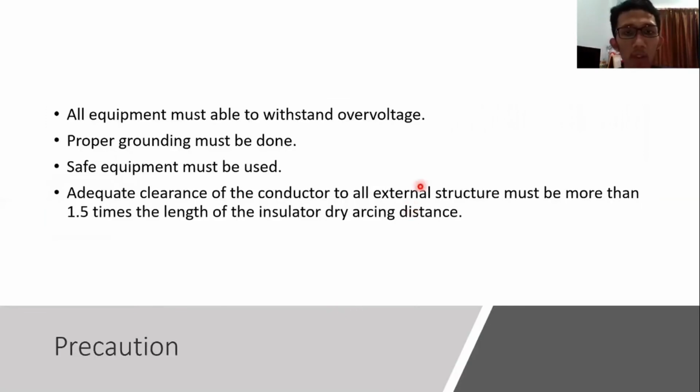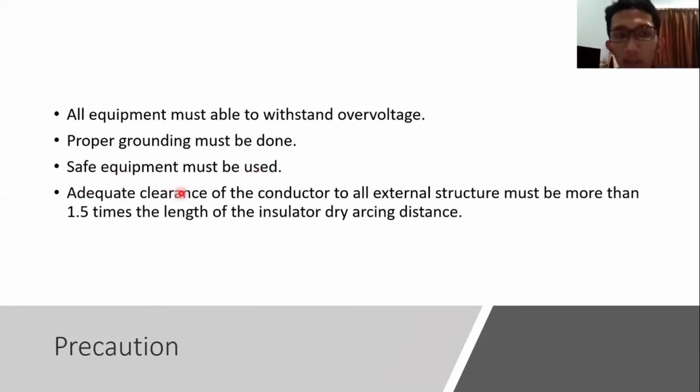The precautions that we must take during the test are, first, all equipment must be able to withstand the overvoltage risk, to avoid any overheating of the equipment that can cause a fire hazard. The next one is that proper guarding must be done to avoid any danger to the tester, who is a human, so that no electric shock occurs. Safety equipment must also be used to further minimize the risk of electric shock.